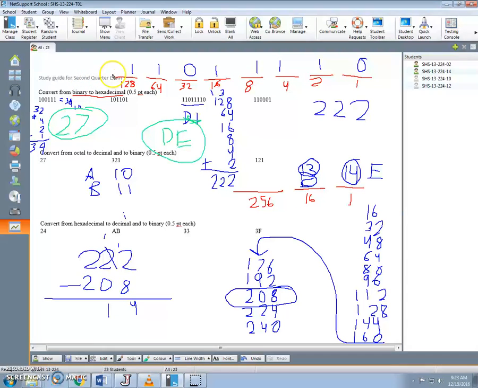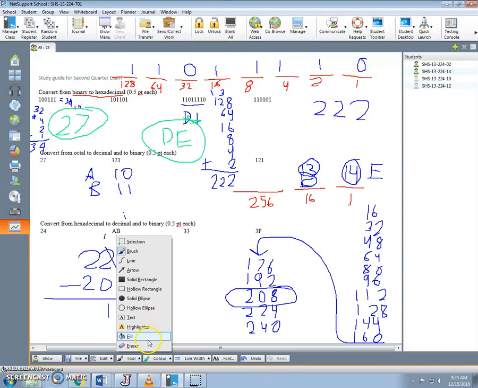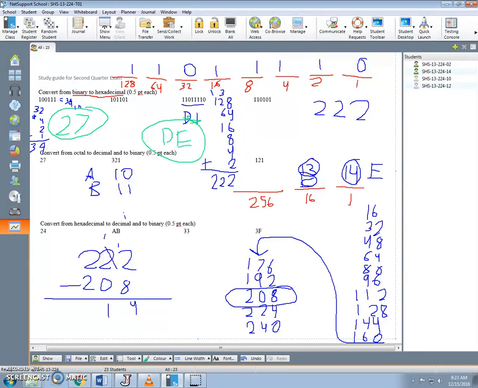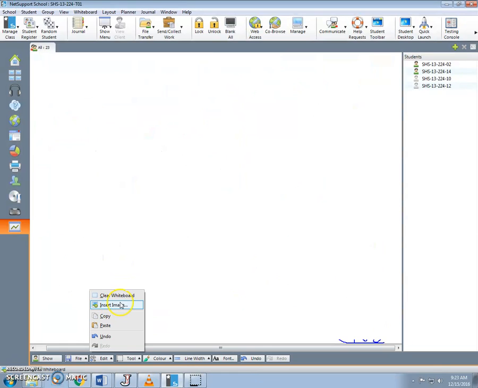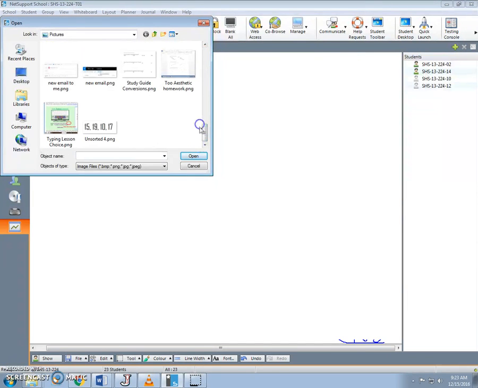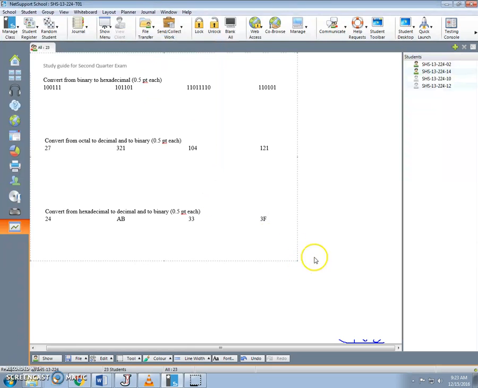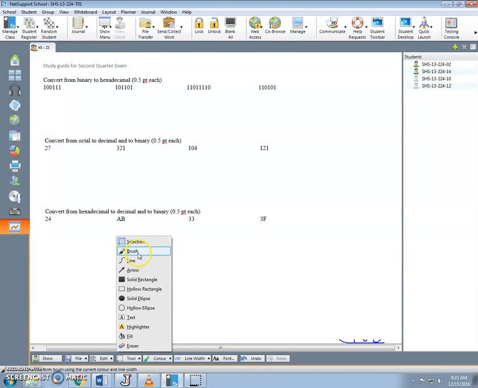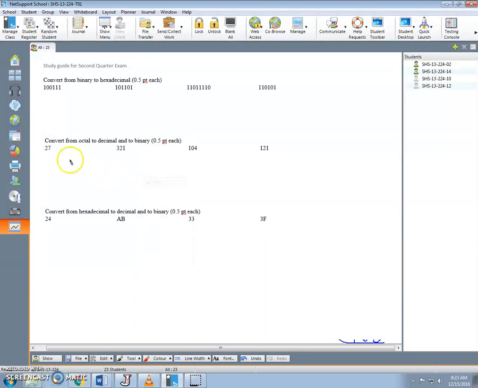That's just going from binary to hexadecimal. As for the rest, we're going to erase that whole page. Now, let's go from octal to decimal. So octal is a system where you have 1, and then 8, and then 64. I'm going to go a little quicker on this one. Our number is 27 that we have to convert from octal to decimal.